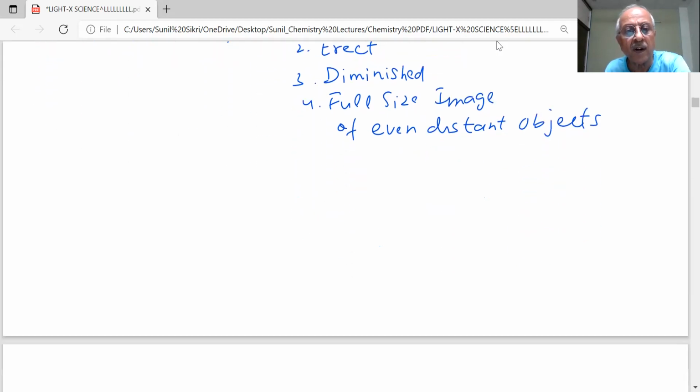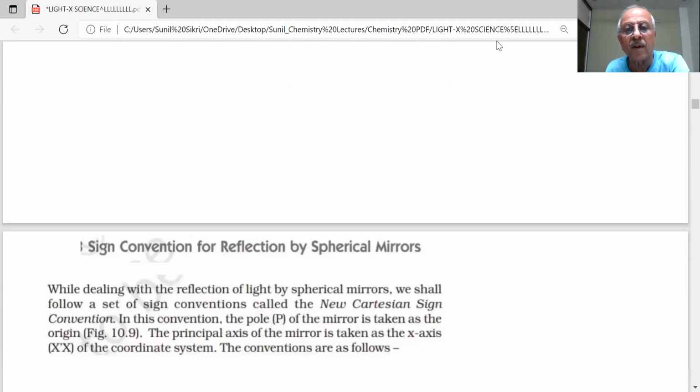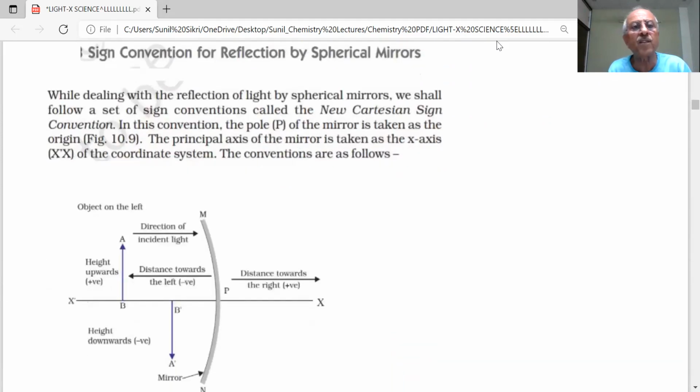All right, student, let us move further and see. A very important thing is coming, sign convention for reflection by spherical mirrors. Why do we need sign convention? Why do we need sign convention, students?